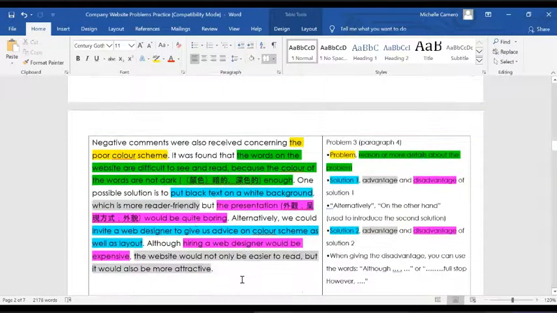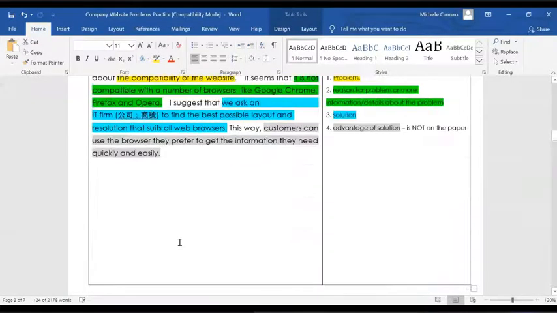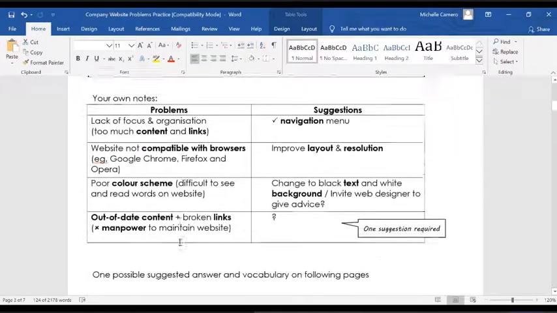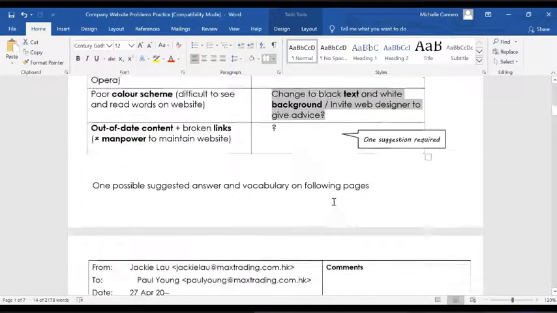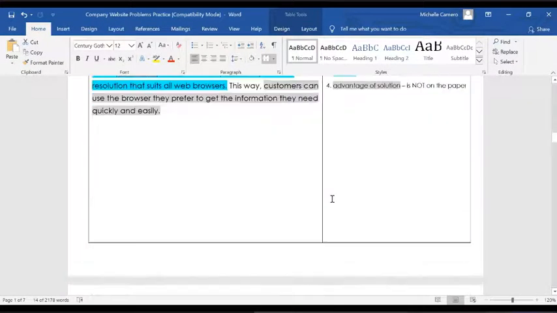All right, problem 3, you'll notice that this paragraph is longer, bigger. Why? Because if you go here, remember this is the one we're talking about. So now there's two possible solutions, and you must discuss the advantage and disadvantage of each solution. And remember, the advantage and disadvantage are not on the assessment paper or the practice paper. All right, so let's look at this one.